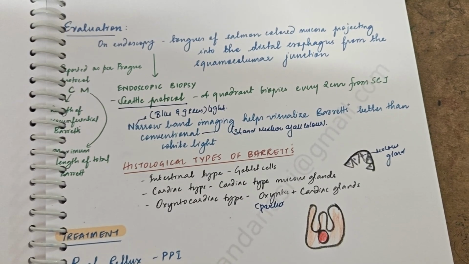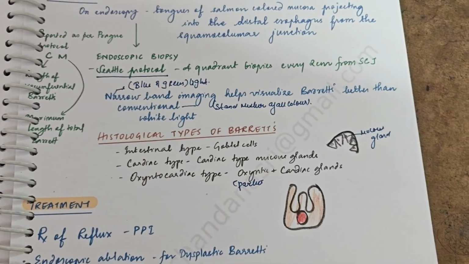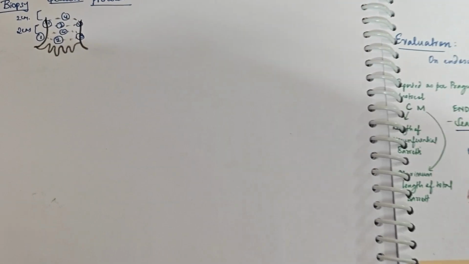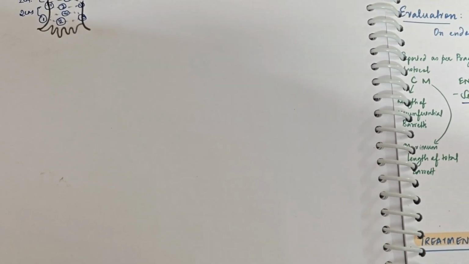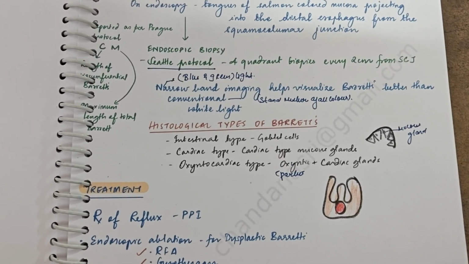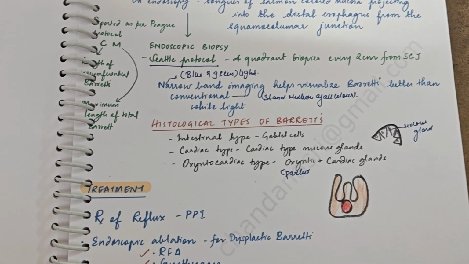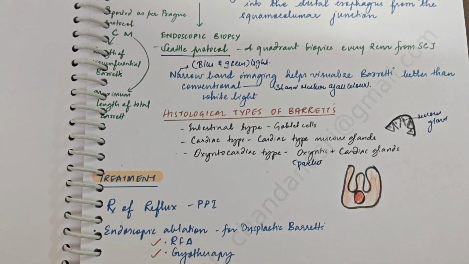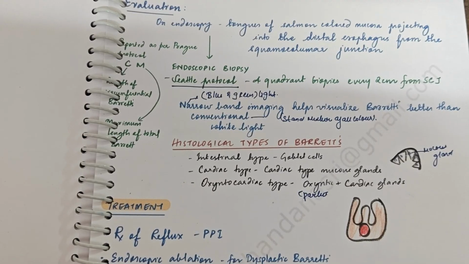If you observe carefully here, this is the Seattle protocol where 4 quadrant biopsies are taken: this is quadrant 1, 2, 3 and 4. For every 2 centimeters you take biopsies, so that it can give a clear-cut diagnosis. So the Seattle protocol: 4 quadrant biopsies every 2 centimeters from the squamo-columnar junction.